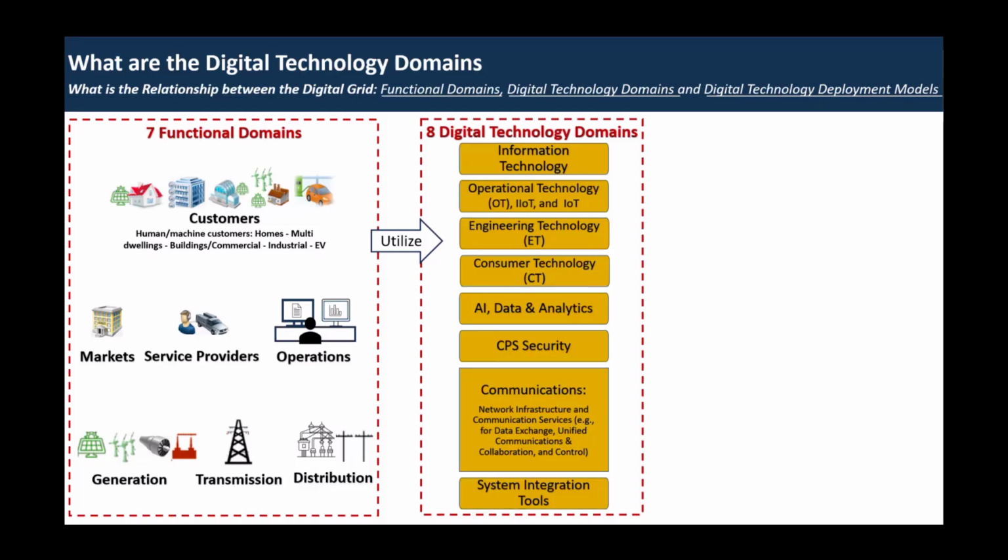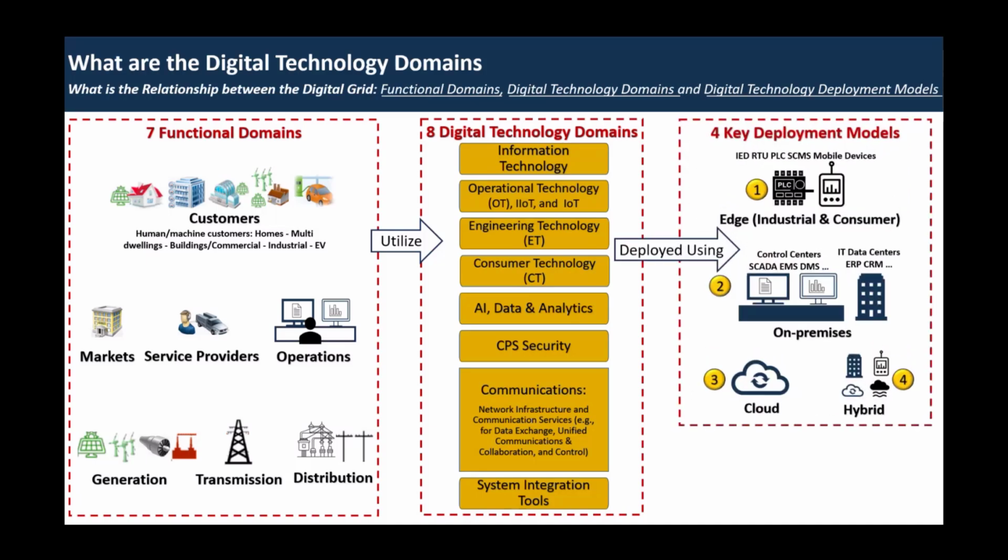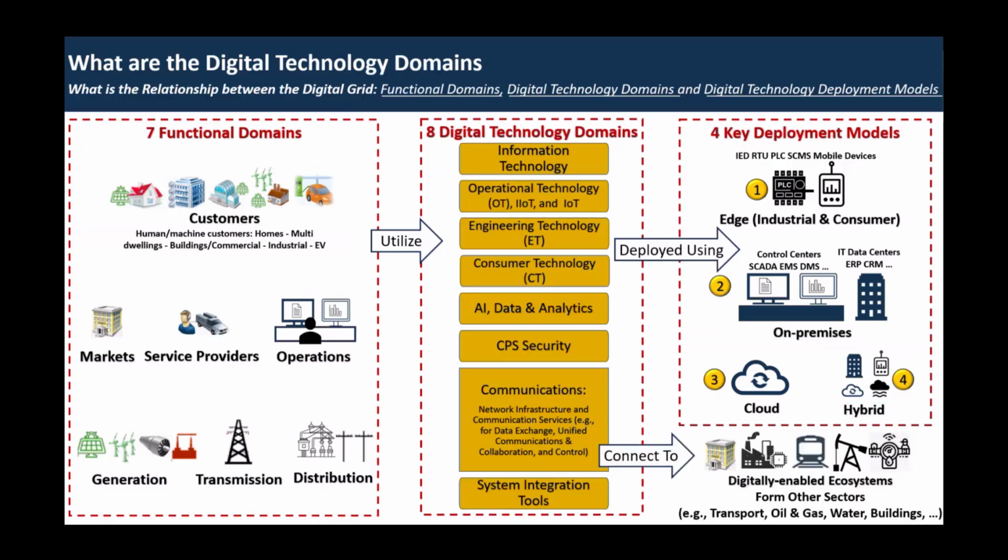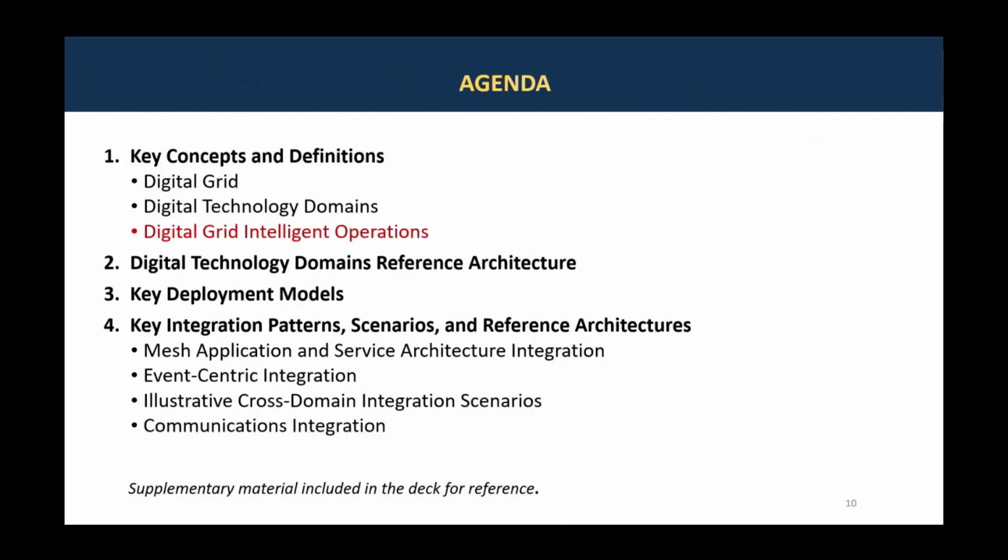tools. And these digital technology domains can be deployed using 4 key deployment models: the edge, including the industrial and the consumer edge, the on-premises deployment model, the cloud deployment model, as well as the hybrid deployment model. And meanwhile, the digital grid can also connect to digitally enabled ecosystems from other sectors, such as the transportation sector, oil and gas, water, buildings, and so on and so forth.